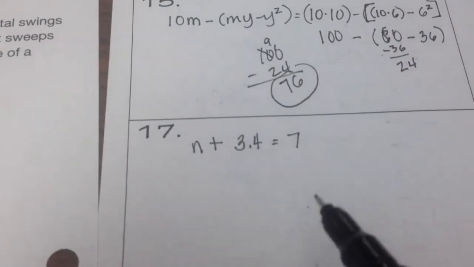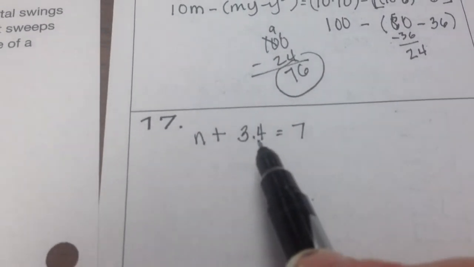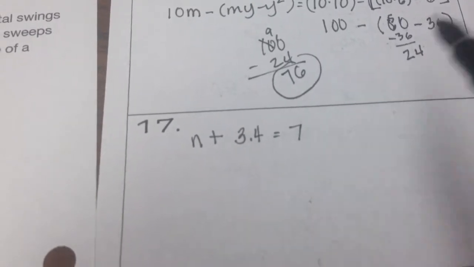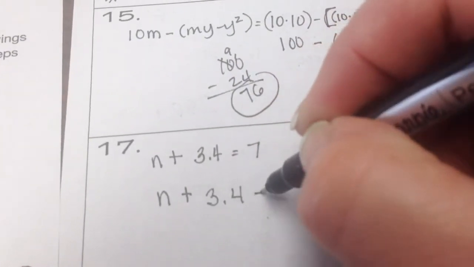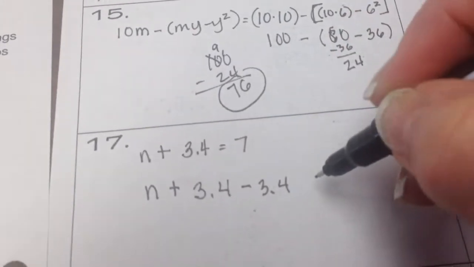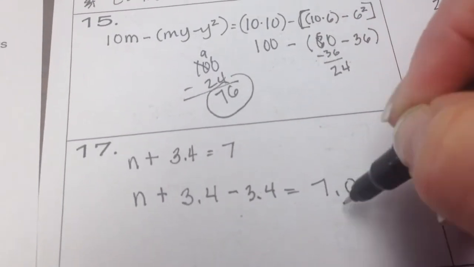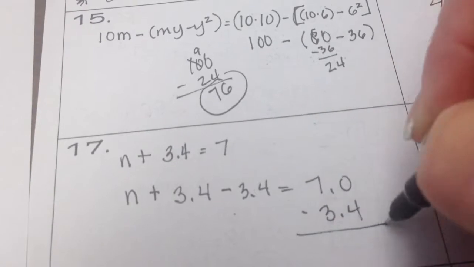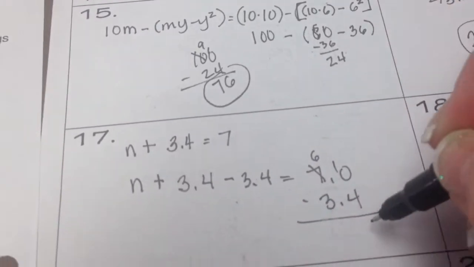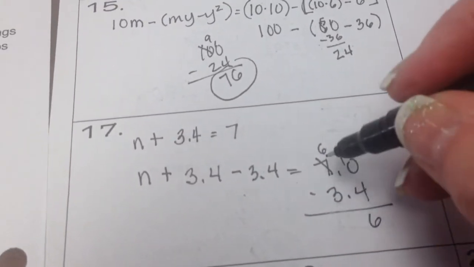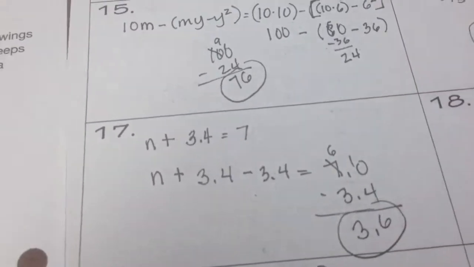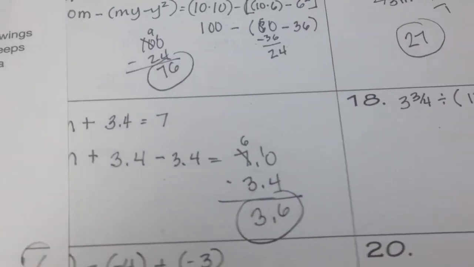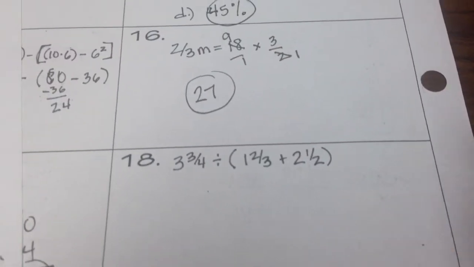Now we have addition. Something plus 3.4 is 7. So we are going to subtract. Watch, and I can even do it the algebraic way because I want to isolate n. So I could do n plus 3.4 minus 3.4 equals 7 minus 3.4. And I'm going to get 3.6. 3.6 plus 3.4 is 7. Oh, we're geniuses.